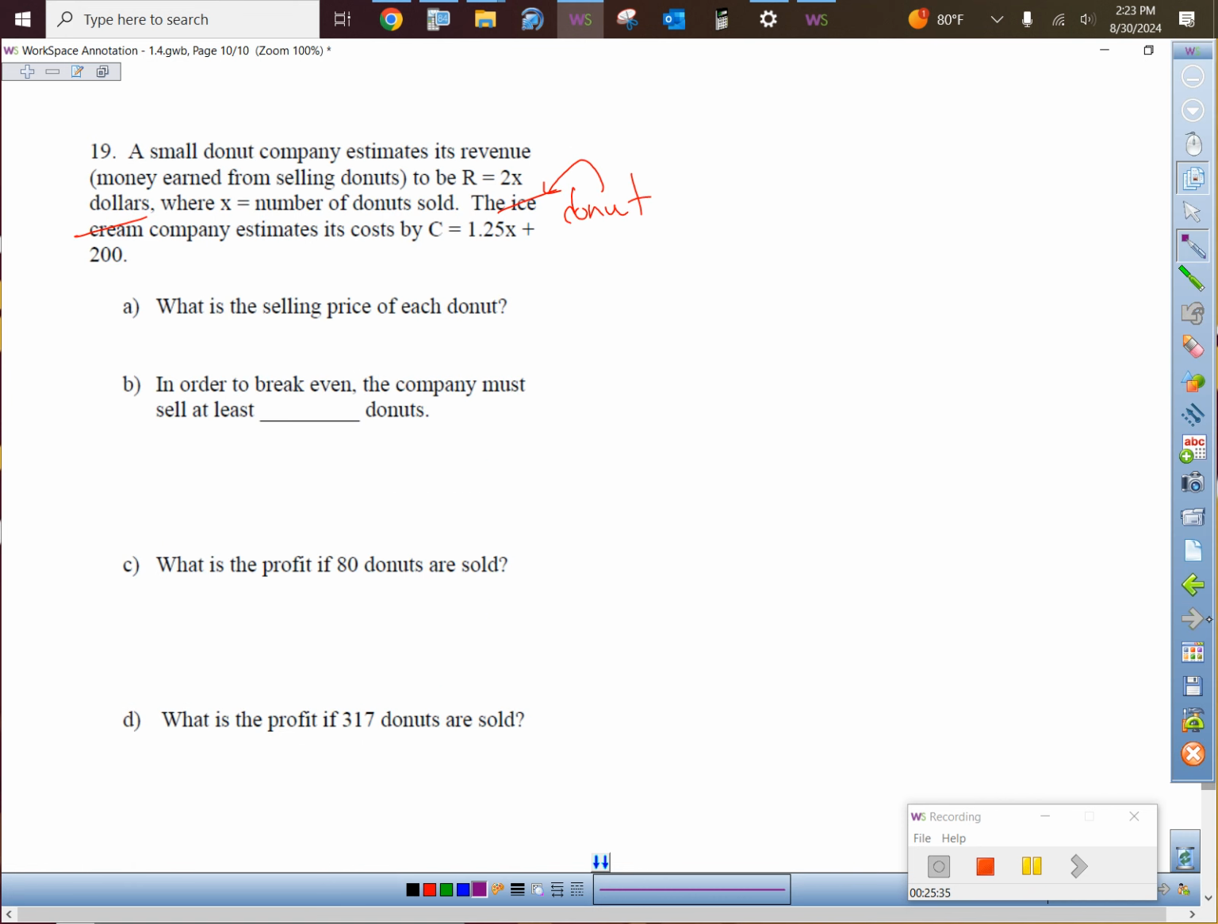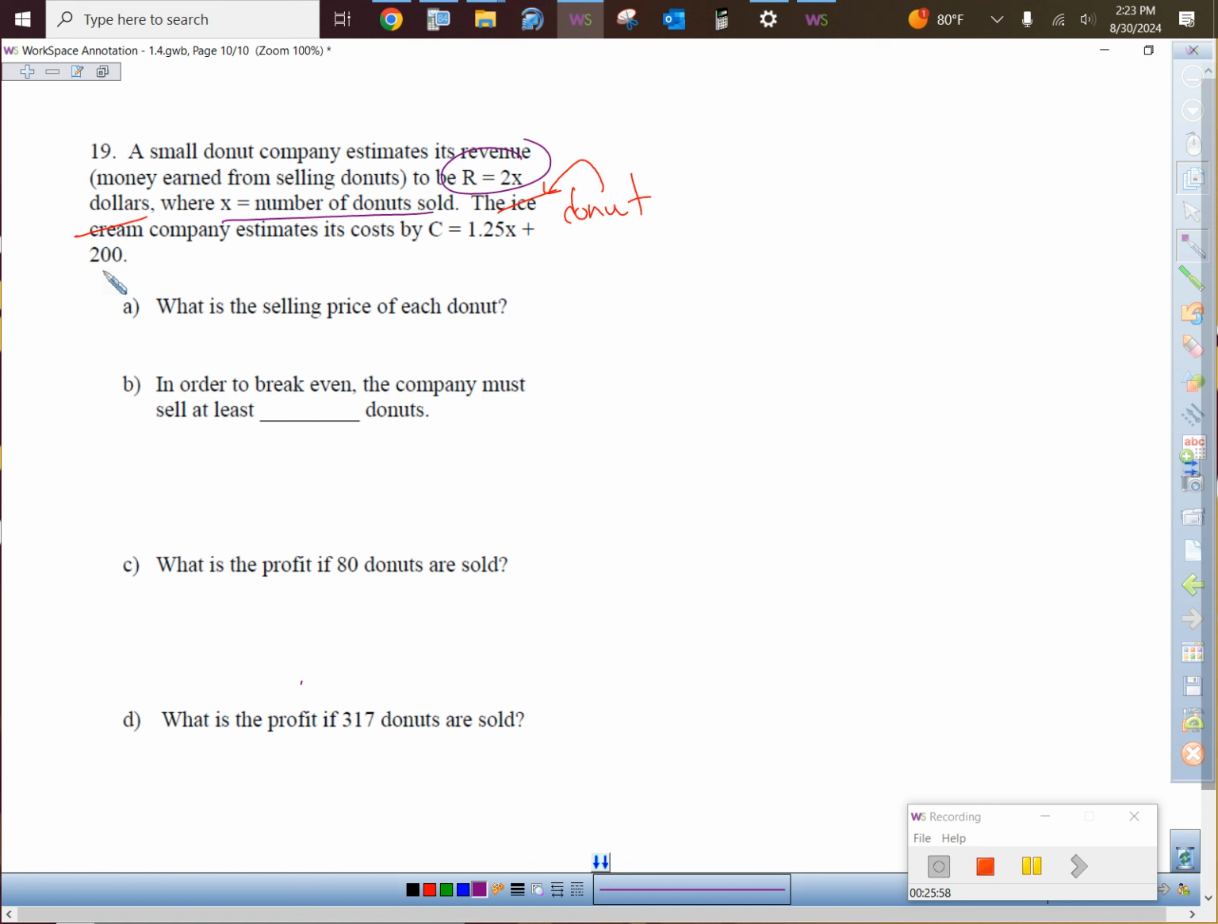One last one. It's a good one, and there's a typo on there. Sorry. Right here it says ice cream. Change it to donuts. I like donuts a lot, if you know me very well. A small donut company estimates its revenue. I kind of typed that out for you again. Also, revenue is money coming in, right? Revenue to be this: R equals 2x, where x is how many donuts they sold.